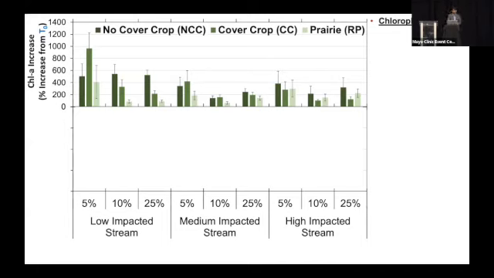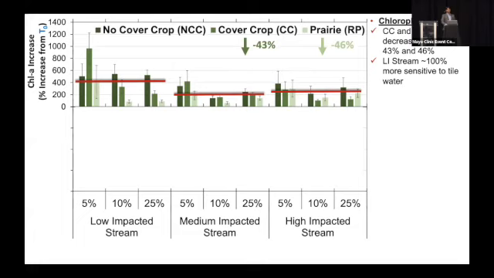Okay, so what did we learn? First thing, the cover crop and the restored prairie decreased the chlorophyll A by almost 43 to 46%. Second take home message, the low impacted stream was almost 100% more sensitive to the tile water.